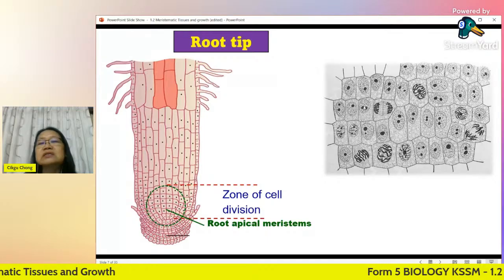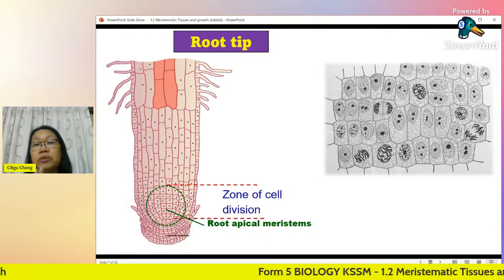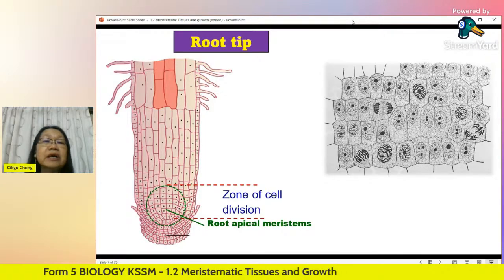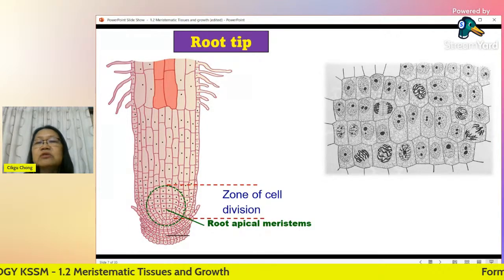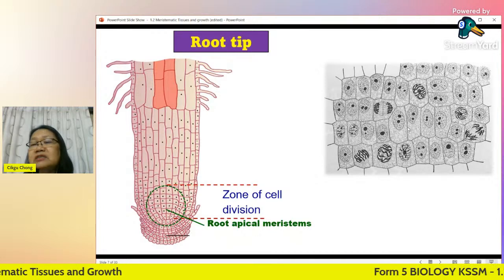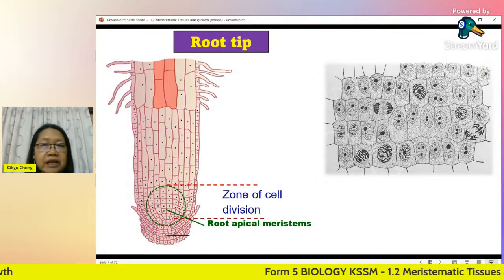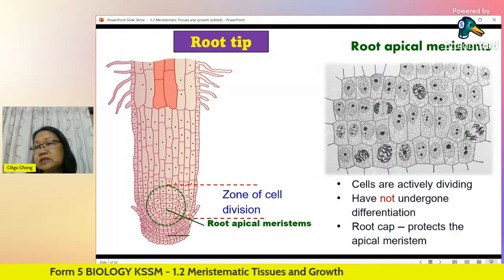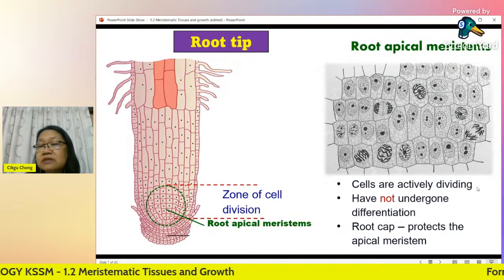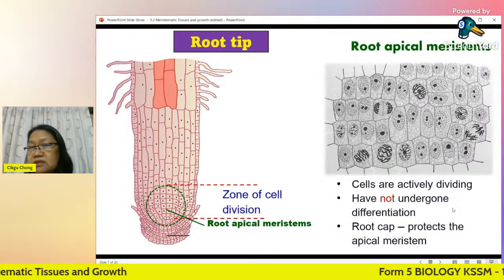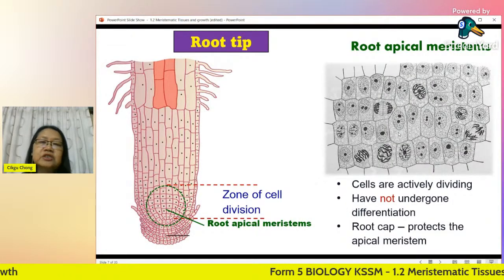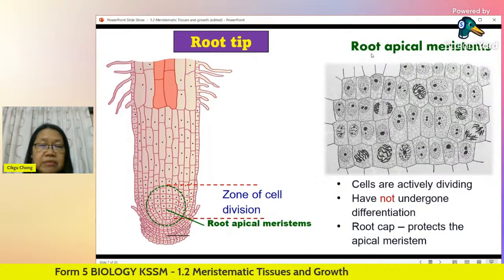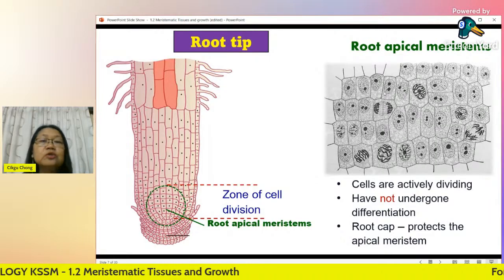Now this is what the cells look like, a drawing. You can see that all these cells undergo different stages of mitosis. Some are at metaphase, some are already telophase, some are still undergoing anaphase, and so on. Now, this is the root apical meristem. The cells here are actively dividing through mitosis, and they have not undergone differentiation. So these cells are called undifferentiated. All the cells are exactly the same. They all carry the same function, which is just to divide.